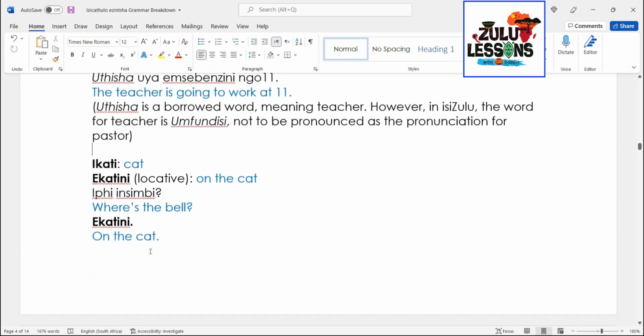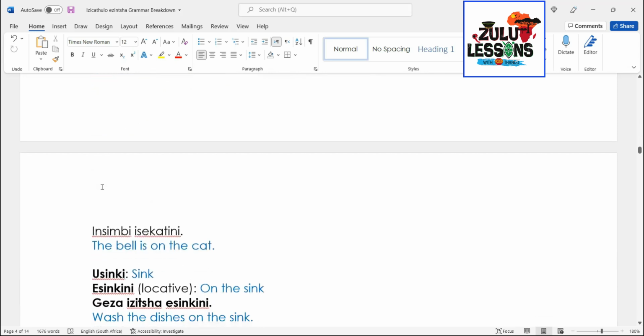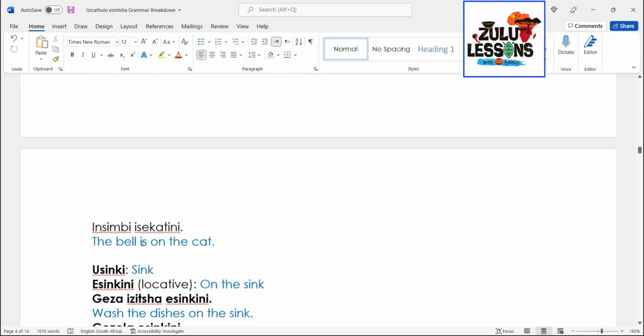Moving on with the lesson, ikati is another example of a noun that ends with the letter I. Now when we want to make that into a locative, we say ekatini, ekatini, on the cat. So listen to this little thing here. Iphi insimbi? Where's the bell? Then you respond, ekatini, on the cat. But we can also say, insimbi isekatini. The bell is on the cat.